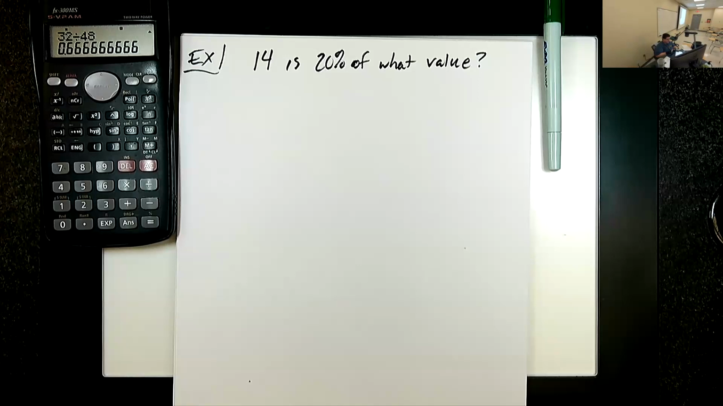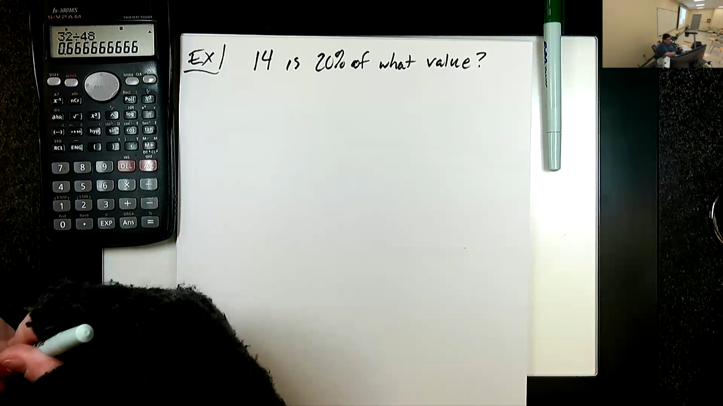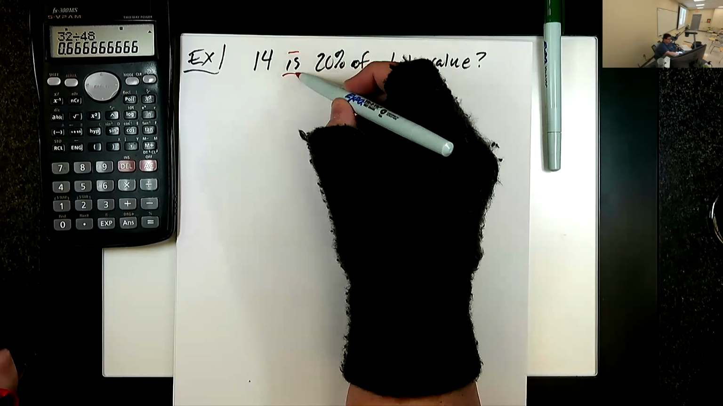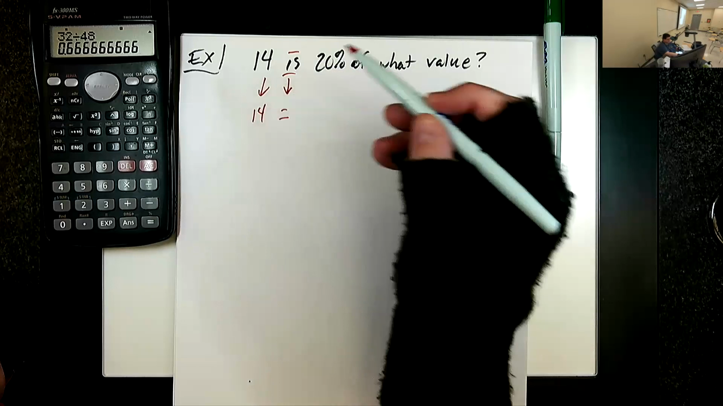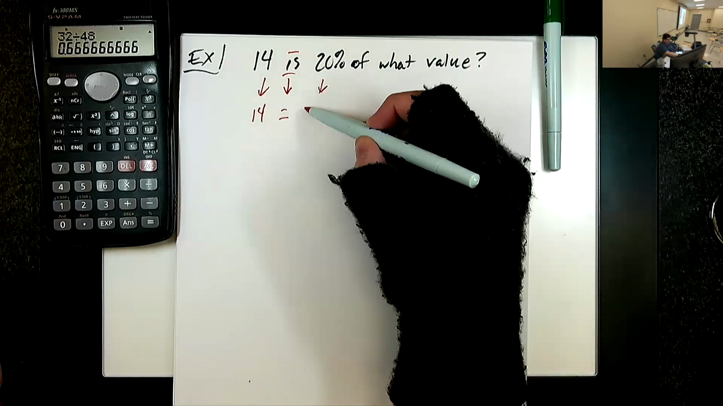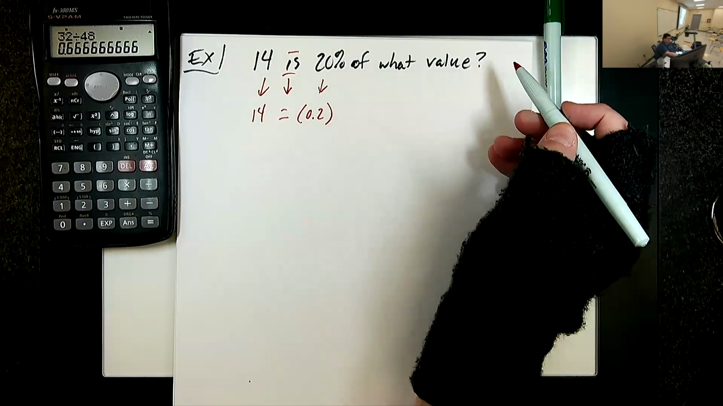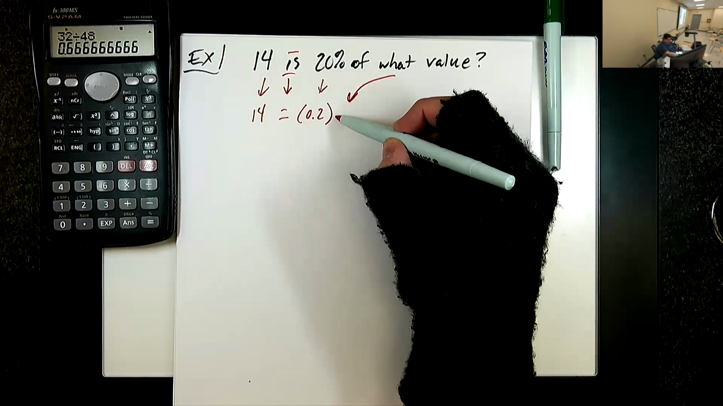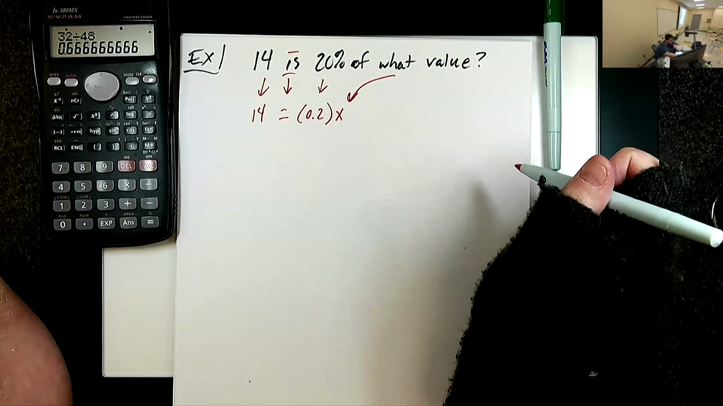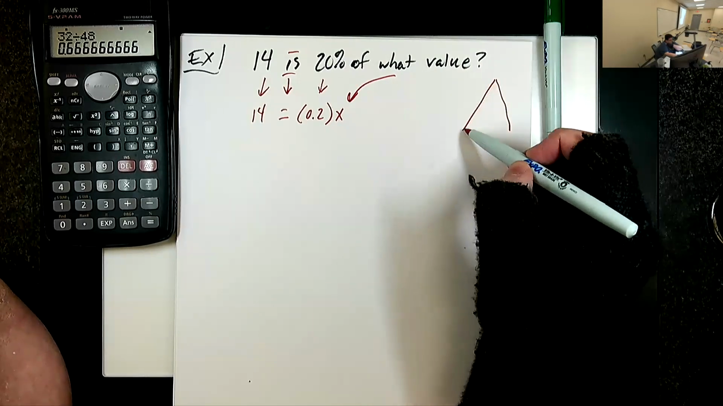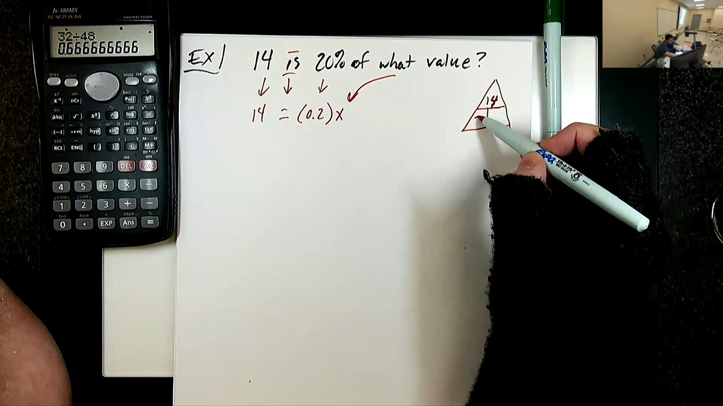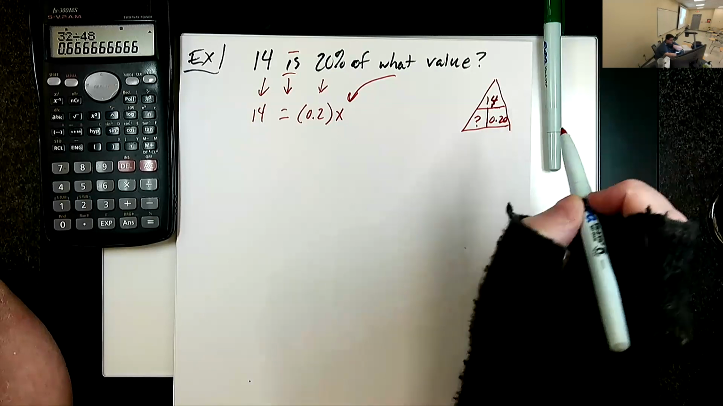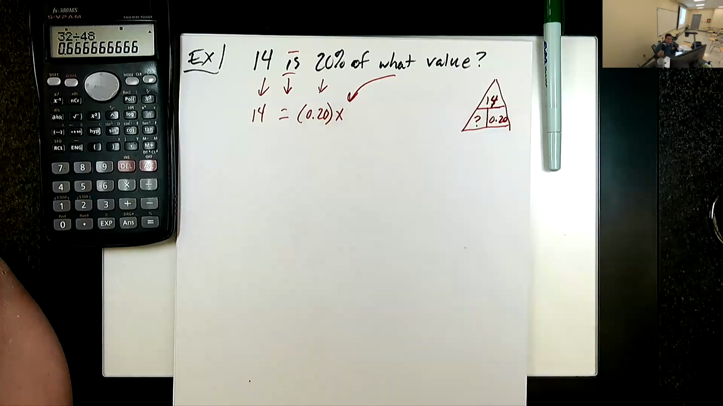All right, let's go ahead and take a look at it. I look for my equal sign. My equal sign is here. And I got 14 on the left. And 20% is going to be 0.2. Of what value? I don't know what value. Let's call it X. In the triangle, this would have been 14 on top, question mark here, and 0.20 here. I'll put the 0 because that way it looks like 20%.